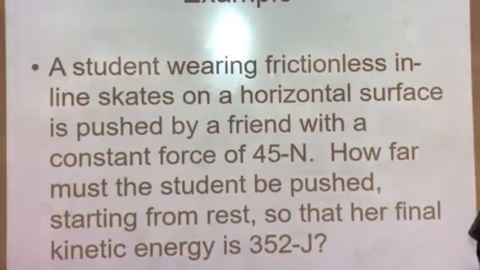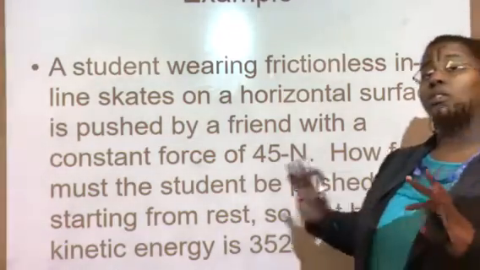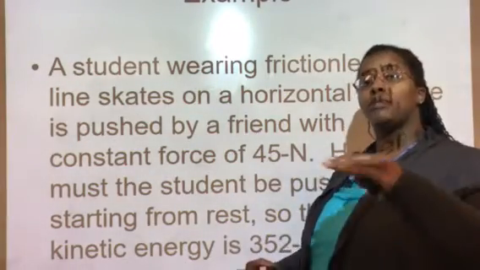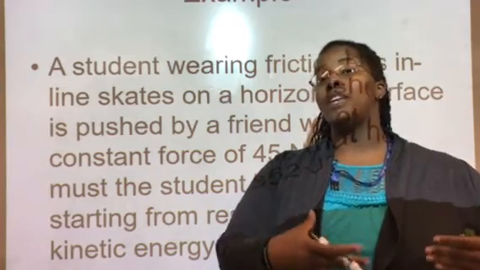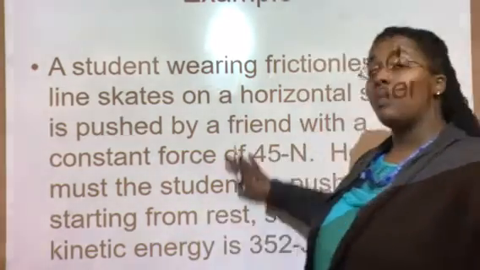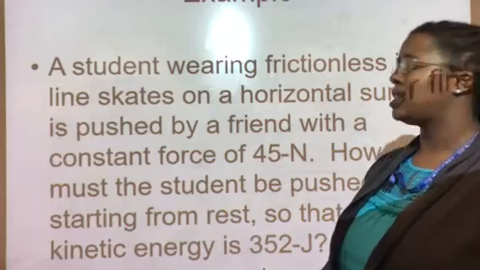So, we have a student wearing frictionless inline skates on a horizontal surface is pushed by a friend with a constant force of 45 newtons. How far must the student be pushed, starting from rest, so that her final kinetic energy is 352 joules? We just went from a simple work equals force times distance to kinetic energy equals 1/2 mv squared. And now we have a combination of things that are coming together.